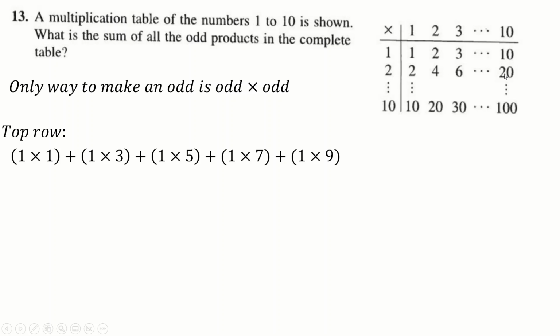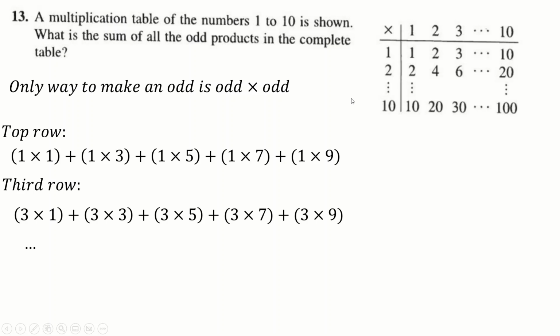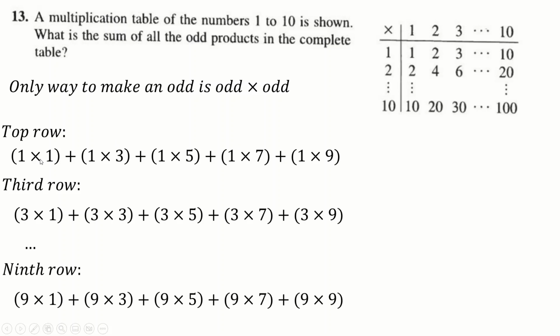Then this row doesn't have any odds because you're not doing odd times odd, you're always doing even times something. So even here times something here. So that's not going to have any odds. The next row will be 3 times 1 will be odd, 3 times 3 will be odd, 3 times 5, and so on. The 5th row will do it, the 7th row will do it, and the 9th row will do it as well.